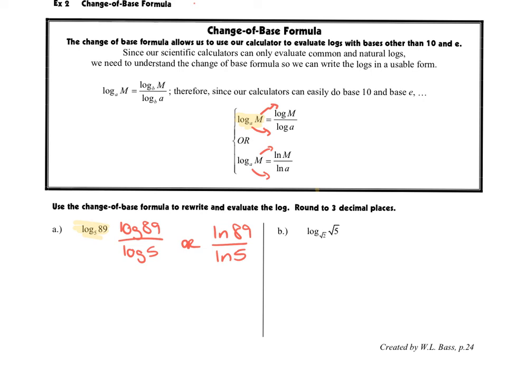So when you type this one in your calculator, again rounding to 3 decimal places, you should get 2.789. So just make sure you can get that.